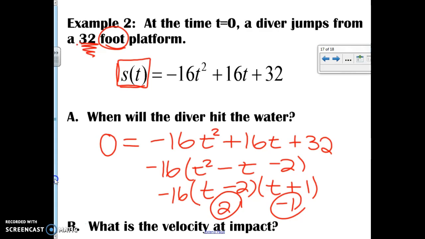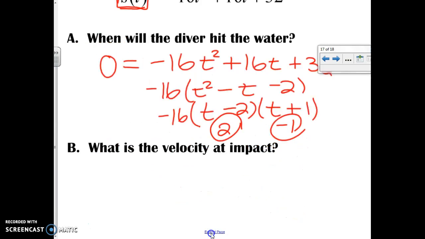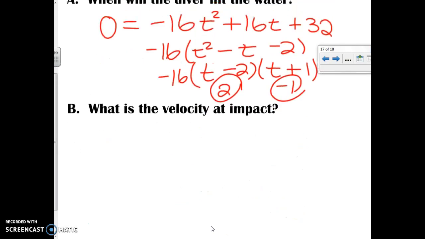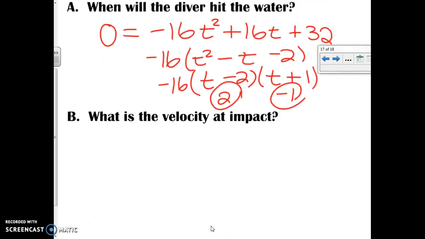And then velocity at the impact. Okay. So instantaneous velocity now. They want to know exactly when he hits the water, what is his velocity? Fine. I'm going to take the derivative then. So I don't remember if they used an S or what they used, but we'll go with this. Derivative would be negative 32t plus 16 at that point.